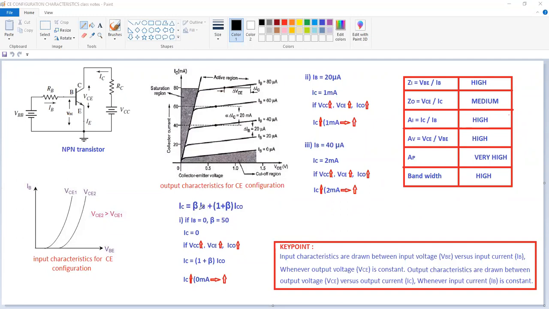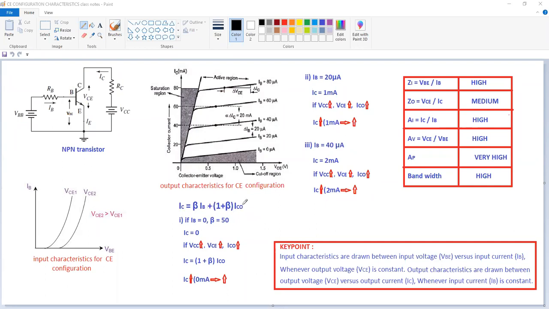IC is equal to beta into IB. In the case of output characteristics, IB is constant. Now I am taking IB is equal to 0 and I am assuming this gain factor as 50. Then what will happen to IC? IC is equal to 50 into 0. It will become 0. IC is equal to 0 without this reverse saturation current.